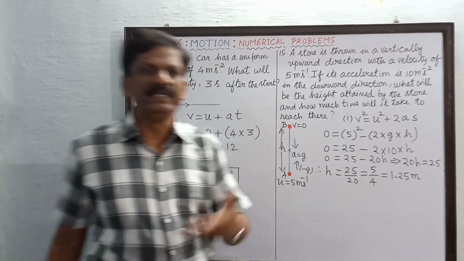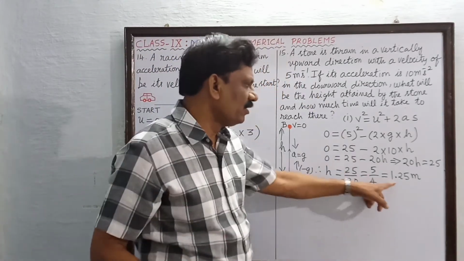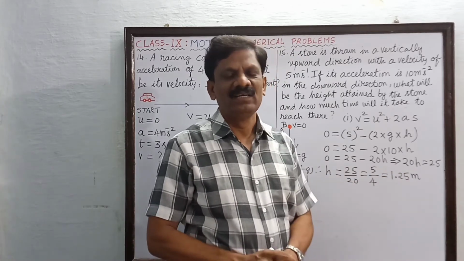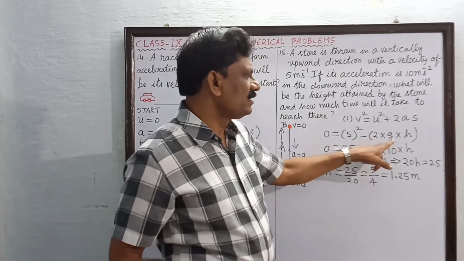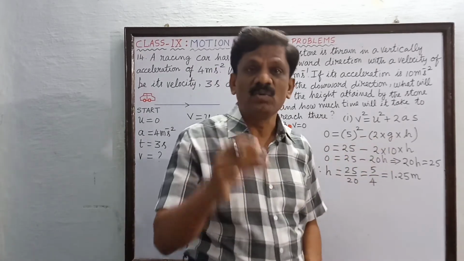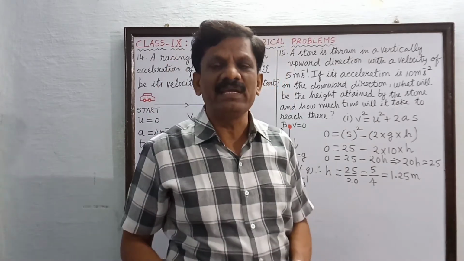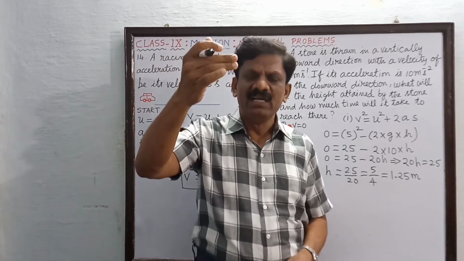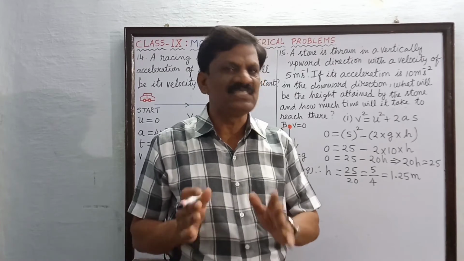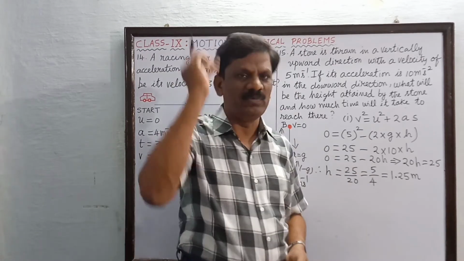So, to how much height will this stone rise? It will rise up to a height of 1.25 meter from the ground. Understand? And here, why have we taken the value of acceleration as minus g? Because the stone is moving in the upward direction. Suppose a stone or any object is falling freely in the downward direction, its acceleration is plus 10 or plus g. In this case, it is minus g because the stone is moving upwards.